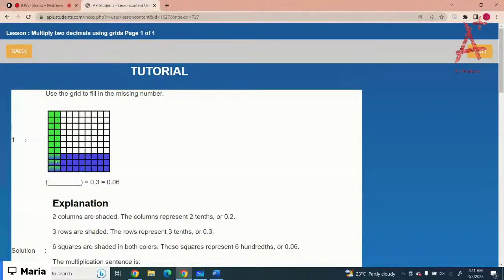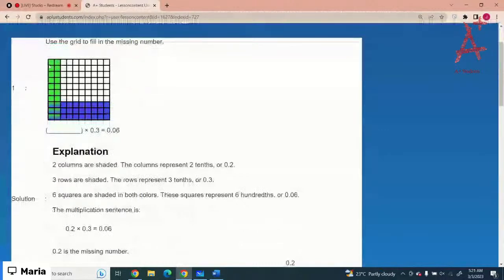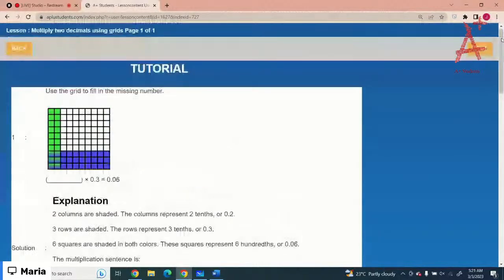Just look at the one that has both the colors. 1, 2, 3, 4, 5, 6. Just six of the squares are colored with both. That represents 0.06. Got it? We just need to understand the grid. That would be very easy. So it is 0.2 because two of the columns are colored. They are 0.2. Let's just start with the practice question.